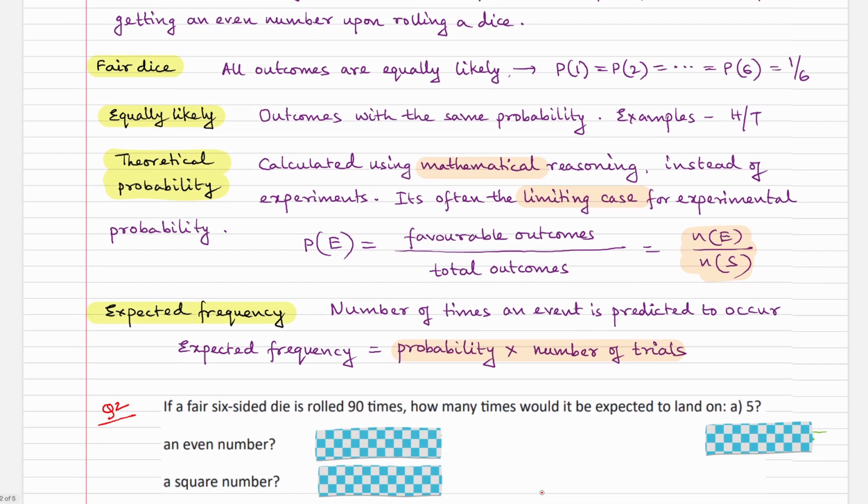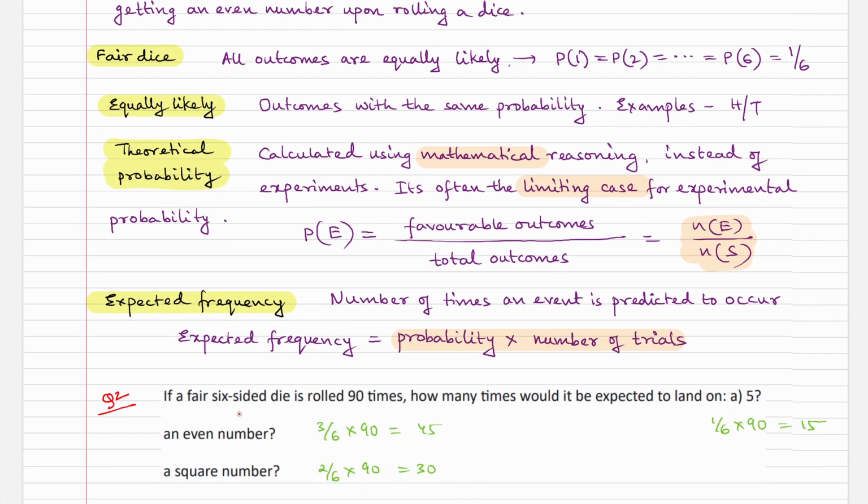So based on this, try this question. If a fair 6-sided die is rolled 90 times, how many times would it be expected to land on a 5? So what is the probability of getting a 5? 1 upon 6, because that is one of the possible outcomes. It is rolled 90 times. So the number of times we should expect a 5 is 1 by 6 into 90, 15. Of course, in any real life experiment, this may or may not occur, but theoretically, that's the value.